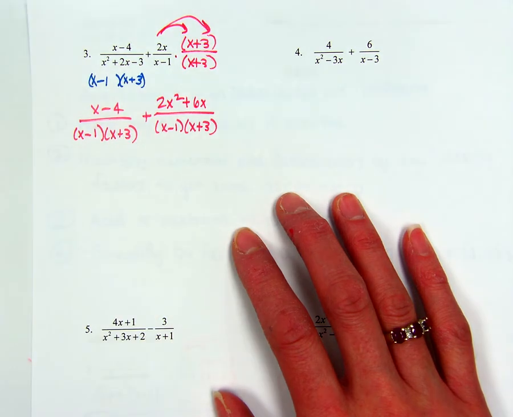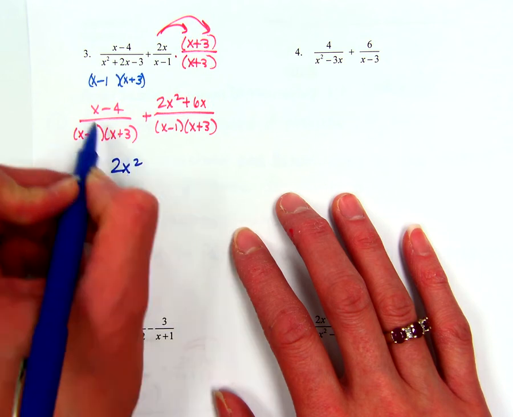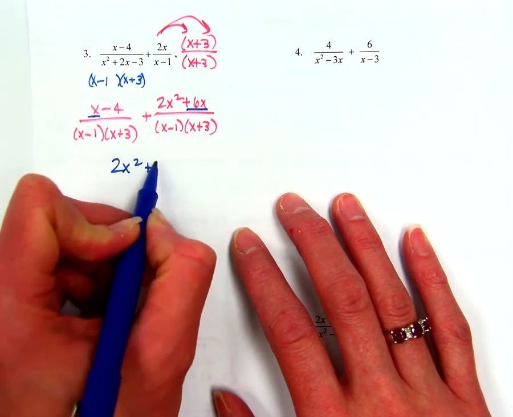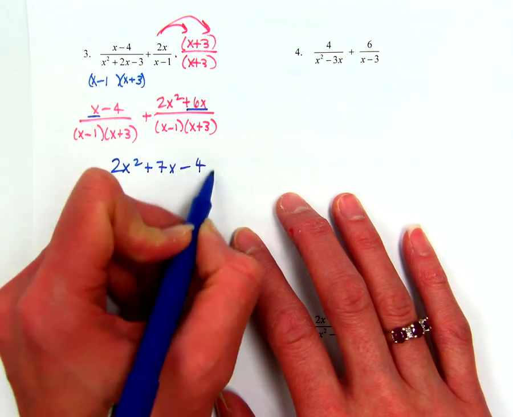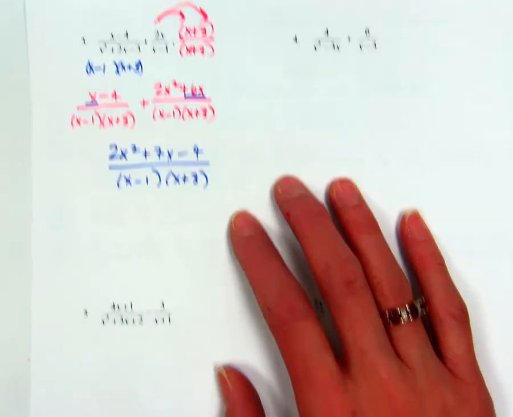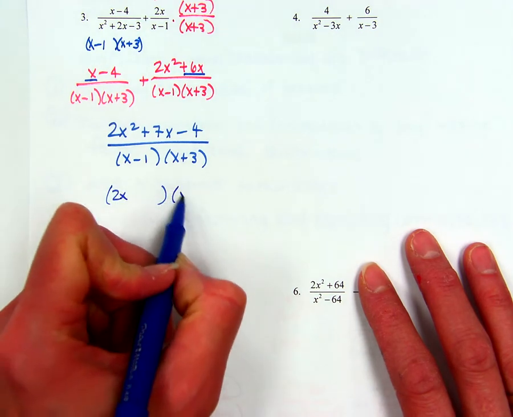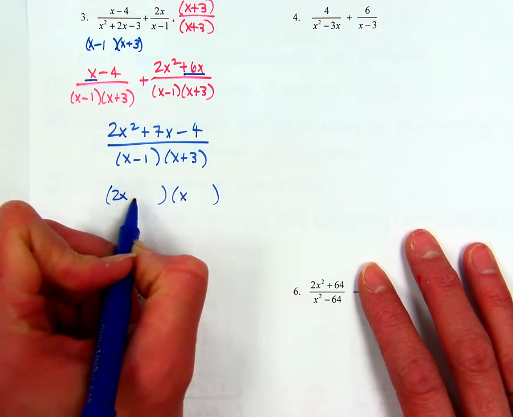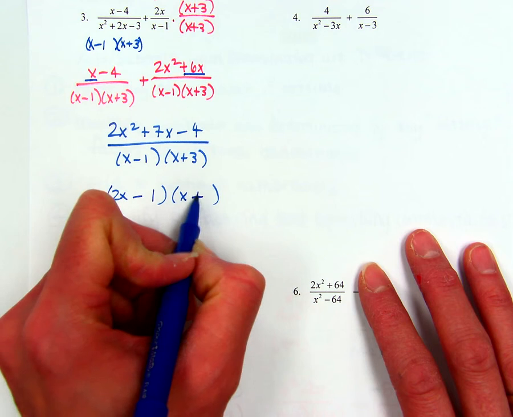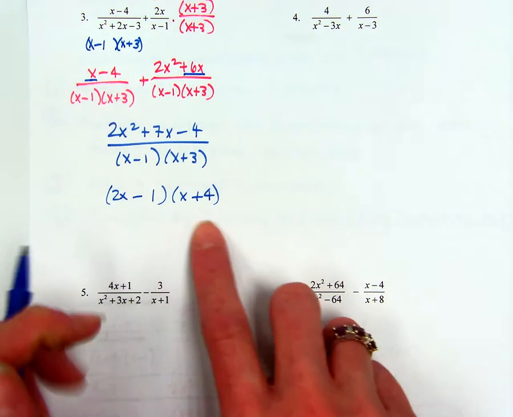And then once your denominators are the same, you're going to add together. So we got 2x squared, x and 6x is 7x, and then we have negative 4. And then we could bring down our denominator. So again, we're going to see, can I simplify this? If I multiply 2x times x, I get x squared. Make that minus 1 plus 4. We got positive 8 minus 1x is 7.